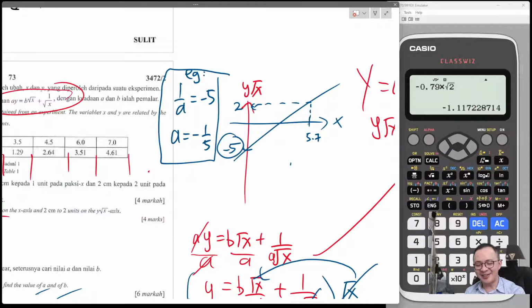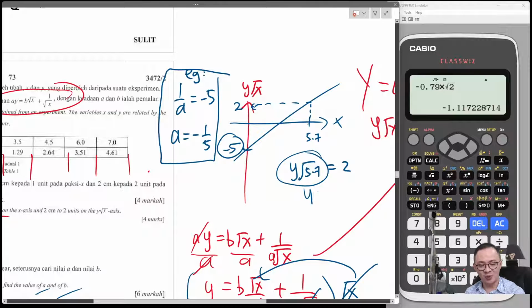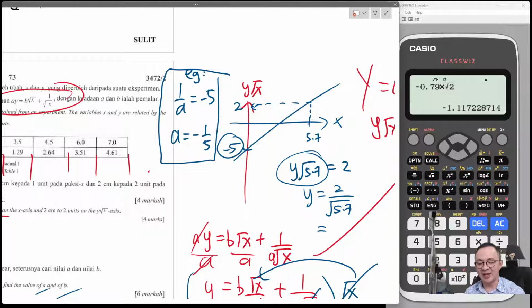That axis, right, is y square root 5.7 equals 2. Because it's y sub x, isn't it? Your x is 5.7, so y sub x. So y should equal 2 over sub 5.7. Type in the calculator, you get the final answer.